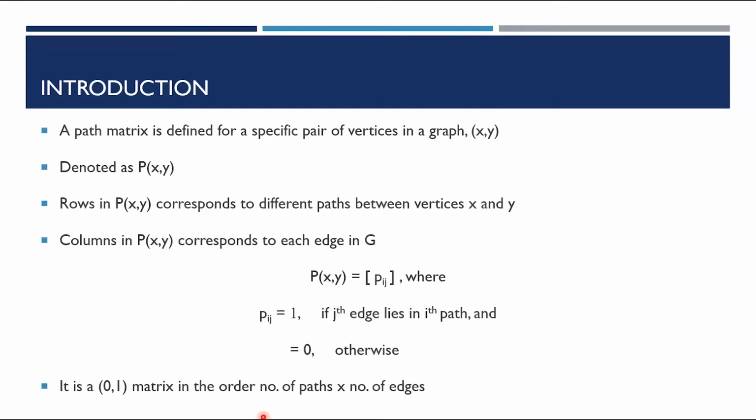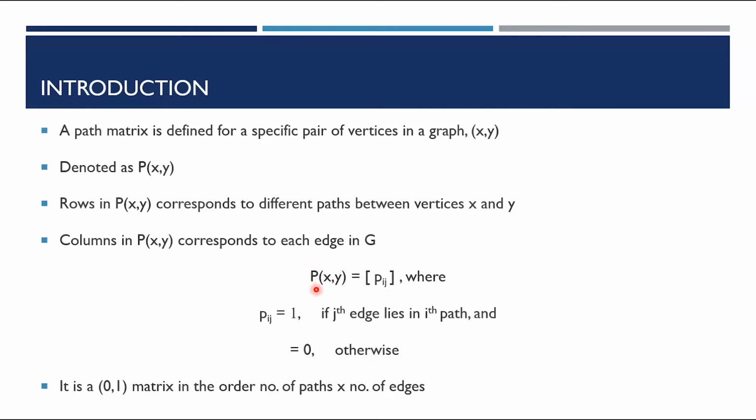Like any other matrix, like adjacency matrix or incidence matrix, it is also a 0-1 matrix and its order is number of paths by number of edges. That is, each row in P of xy corresponds to different paths between vertices x and y, and each column in P of xy corresponds to each edge in G. That is, if there are 5 paths between the vertices x and y and there are 5 edges in our graph G, then we get a 5 by 5 path matrix.